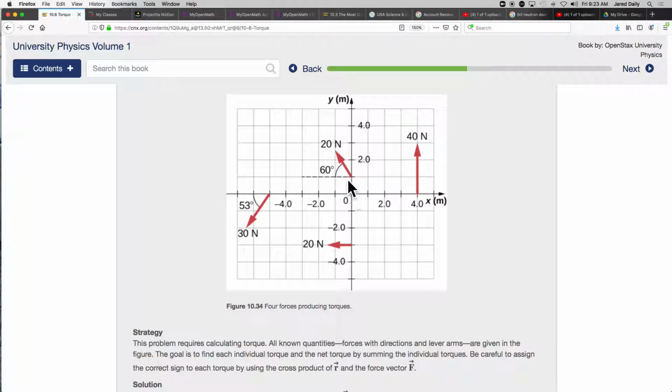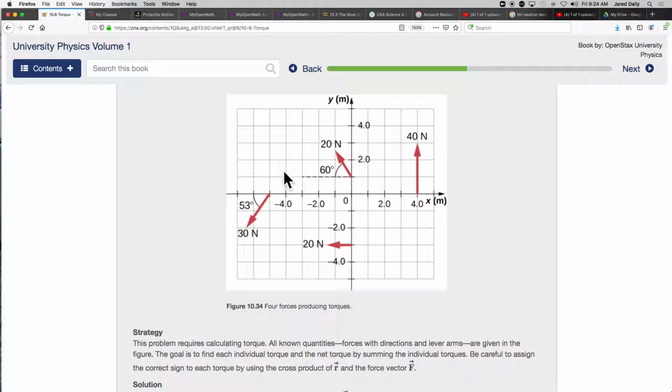So be very careful with that. They've given you an angle here from the x-axis, but the angle that you want is between the R vector and your force vector. So this angle, your R vector is here, your force vector is here. You want this entire angle, 90 plus 60, 150. Then you take the sine of 150 times the 1 times 20, and that will give you the magnitude of that vector. And of course, that vector is also pointing out of the page.